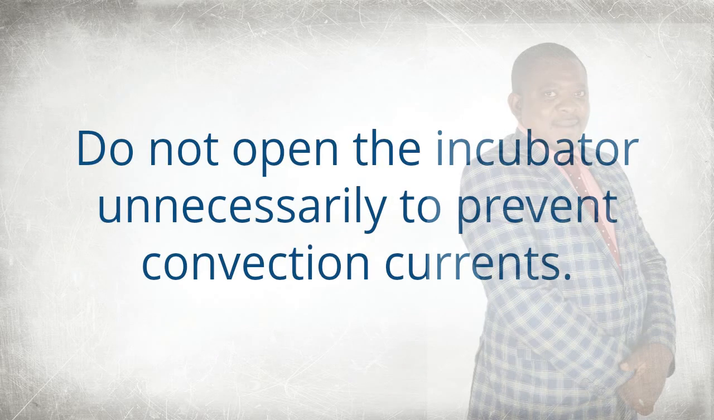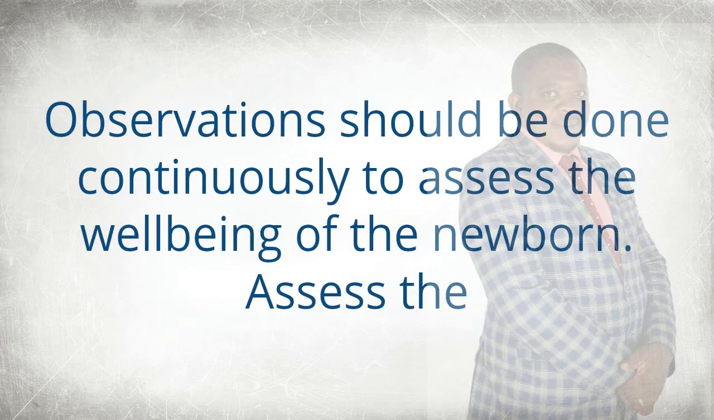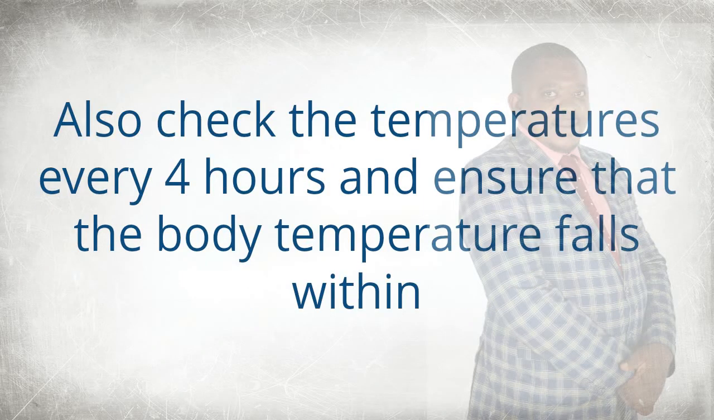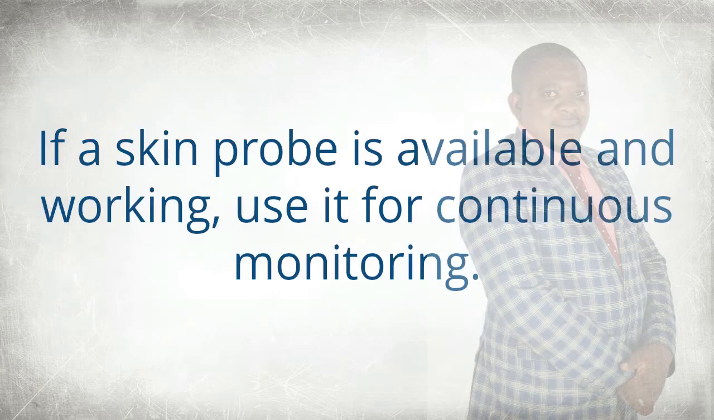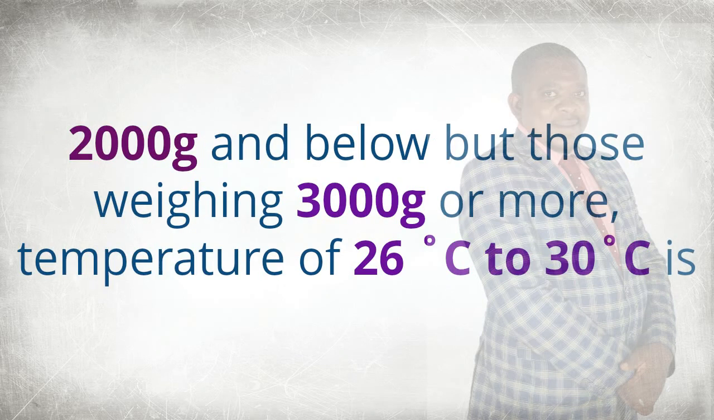Observations. Observations should be done continuously to assess the well-being of the newborn. Assess the heart rate and respiratory rate. Also check the temperature every 4 hours and ensure that the body temperature falls within 36 C to 37 C. If a skin probe is available and working, use it for continuous monitoring. Incubator temperature should be maintained between 34 C and 35 C for babies weighing 2,000 grams and below, but for those weighing 3,000 grams or more, a temperature of 26 C to 30 C is acceptable.